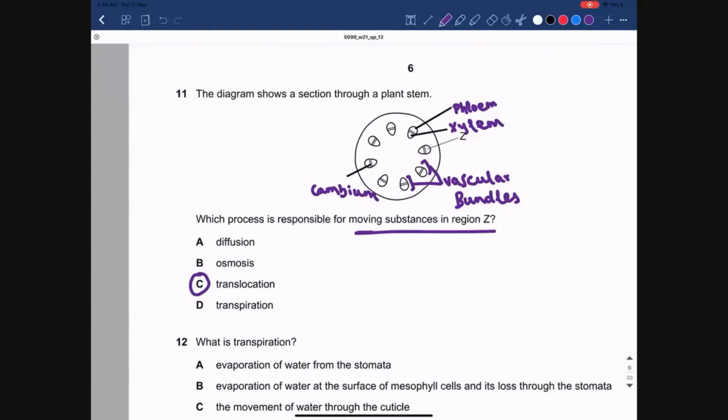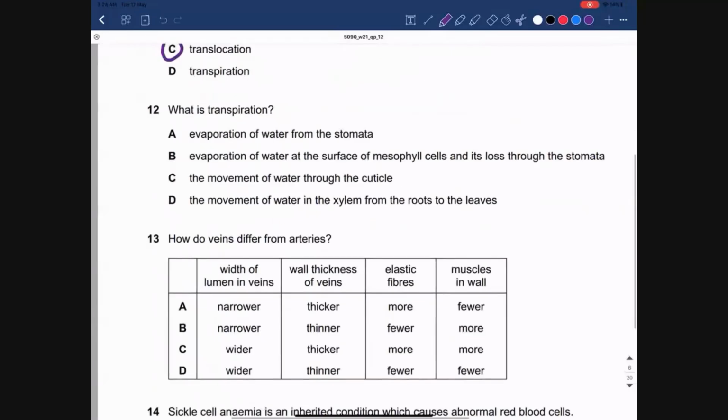Which process is responsible for moving substances in region Z, that is the phloem? Translocation occurs in phloem. Translocation is the transport of sucrose and amino acids from source to sink. Source is the site where sucrose and amino acids are produced, and sink is the site where sucrose and amino acids are required. What is transpiration?